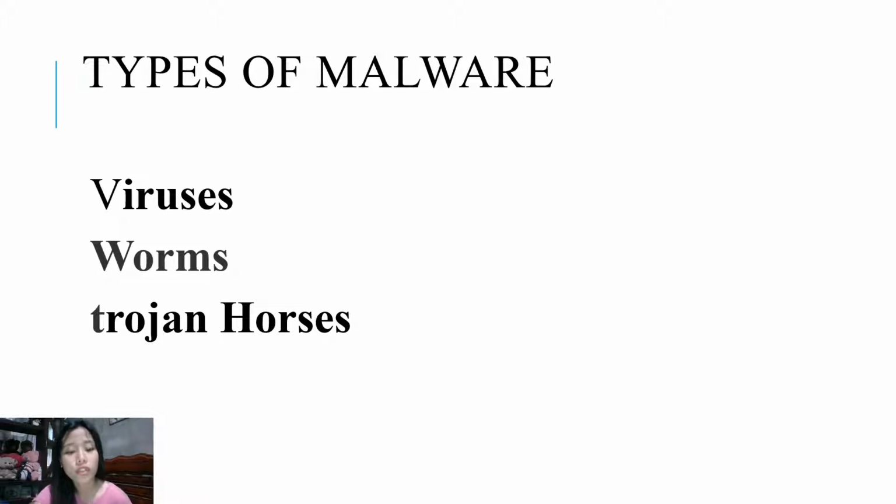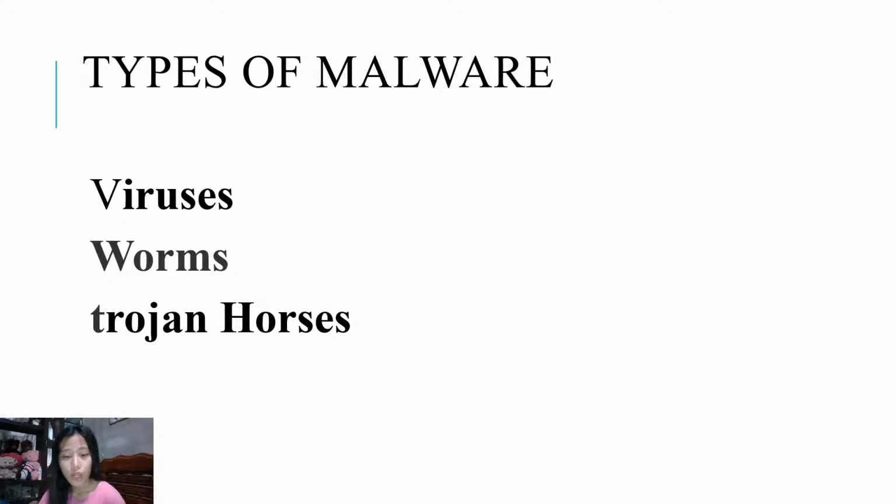So for the Trojan horses, a Trojan horse is another type of malware named after the wooden horse the Greek used to infiltrate Troy. So it is a harmful piece of software that looks legitimate. So users are typically tricked into loading and executing it on their system.